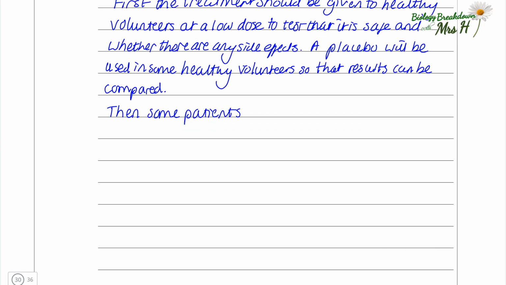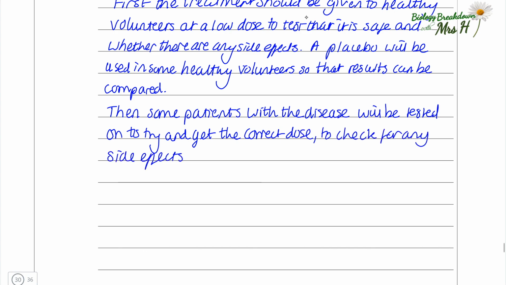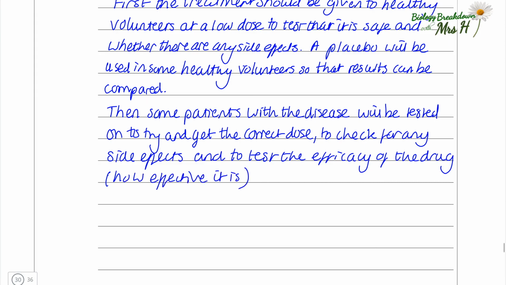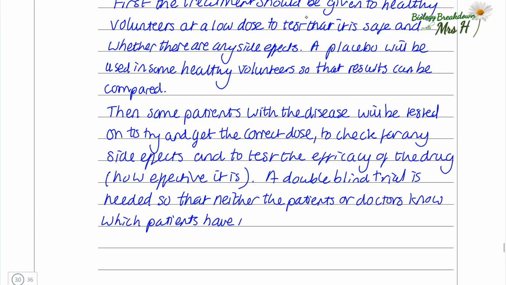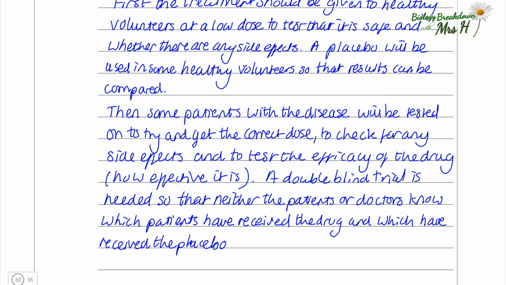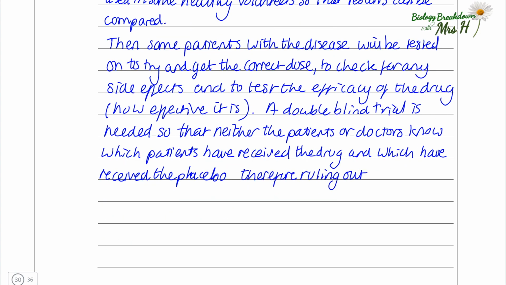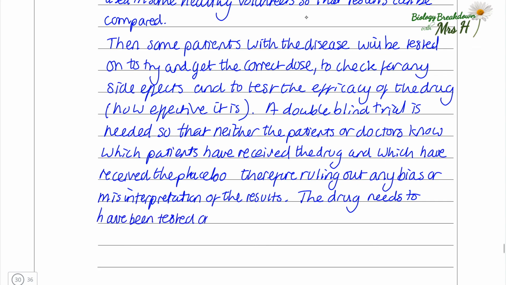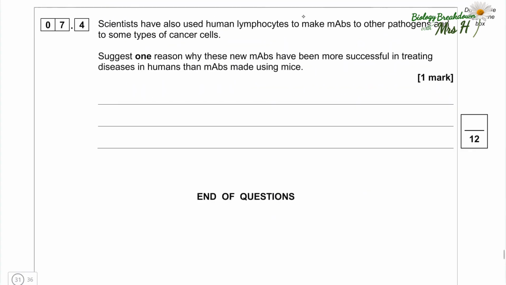Then some patients with the disease will be tested on to try to get the correct dose, to check for any side effects and to test for the efficacy of the drug. So that means how effective the drug is. A double-blind trial is necessary so that neither the patients or doctors know which patients have received the drug and which have received the placebo, therefore ruling out any bias, seeing patterns in the data that aren't there, or just generally misinterpreting the results. The drug needs to have been tested on a large number of individuals over a long period of time. Last one.